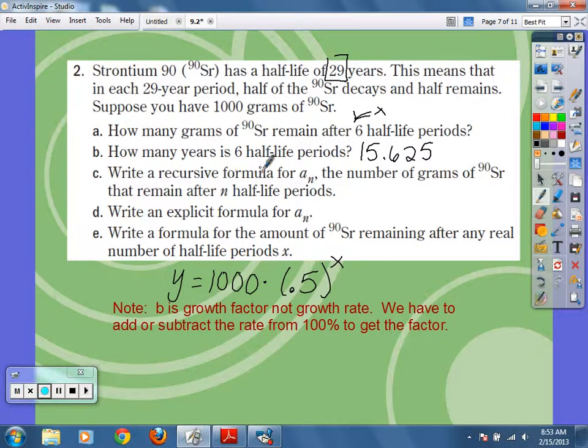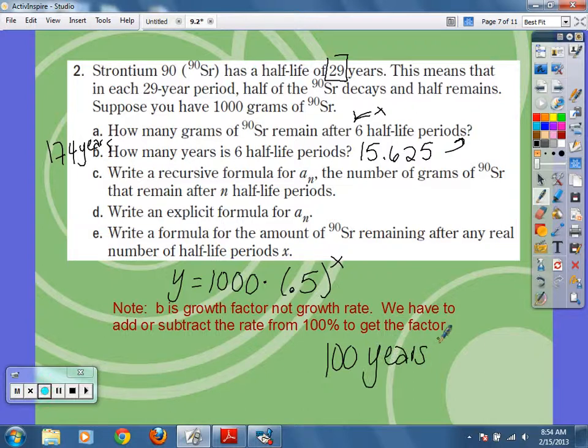How many years is 6 half-life periods going to be? Well, that's 6 times 29. 174 years. I should have written that here. Okay, so while this asks how many grams are in 6 half-life periods, that's one thing. What if I asked how many grams were in 100 years?